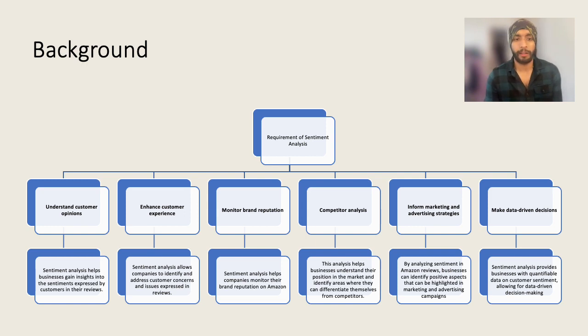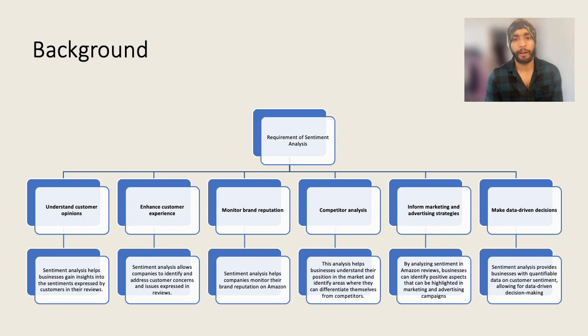Then the next one is to monitor brand reputation. Like I said before, if you understand the customer experience, then you can definitely monitor your brand reputation. And also competitor analysis. This can be done by the sellers who are selling on Amazon. Different sellers sell the same product, but if the sentiment on one seller is higher than on the other, then they can see what is going wrong, where they are lacking, and things like that.